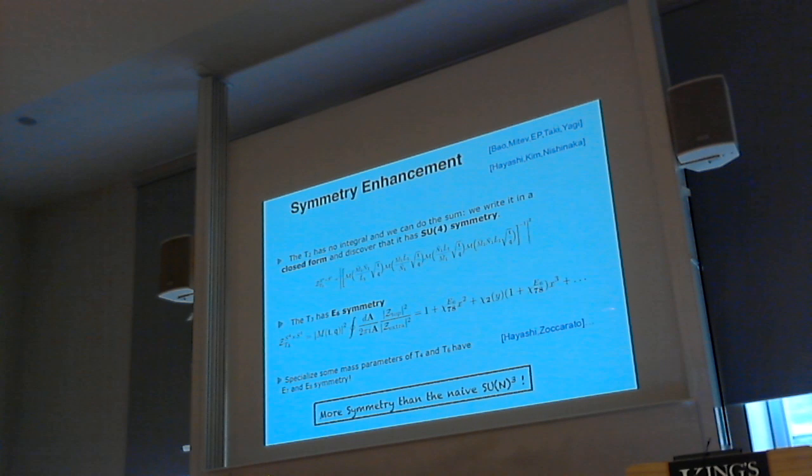And the same thing has been done for T4 and T6. Of course, the problem with this is that you have to specialize some of the parameters. And you discover that there is E7 and E8 symmetry. So the moral of the slide is that these partition functions have more symmetry than the naive SU(2) to the third that we were expecting.